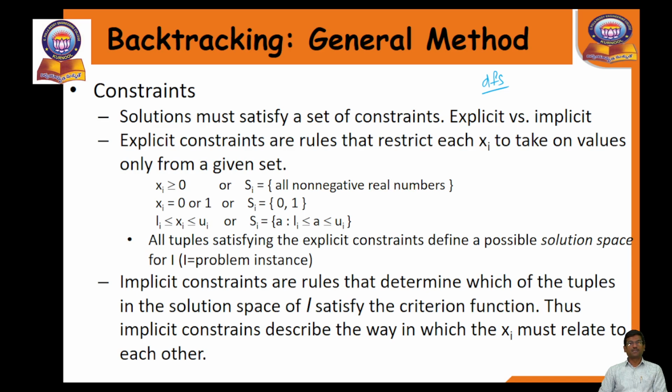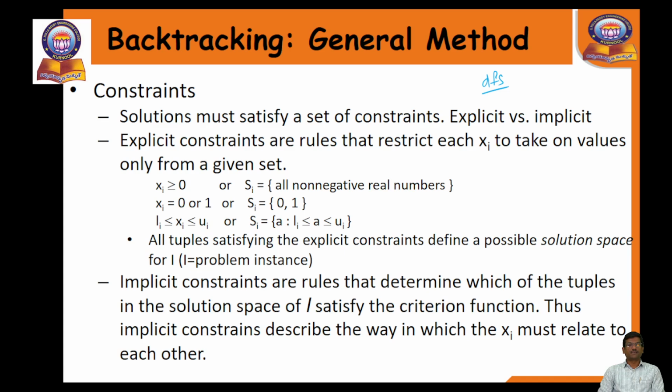If you consider the constraints in backtracking, solutions must satisfy the constraints. There are two types of constraints, that is, explicit constraints and implicit constraints. The explicit constraints are the rules that restrict each xi to take on values only from the given set.